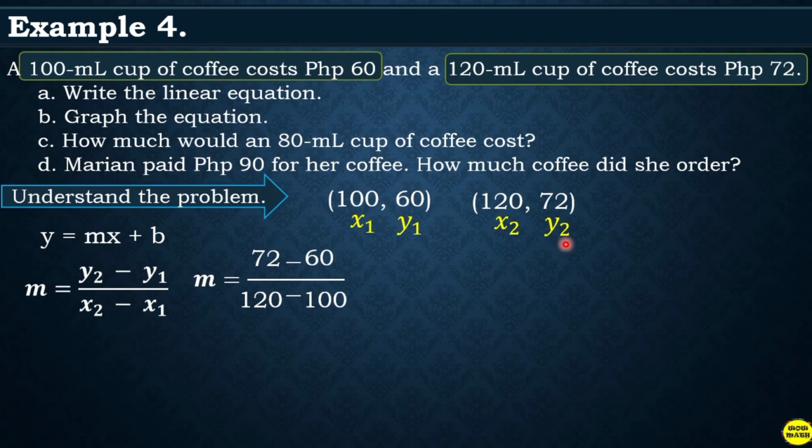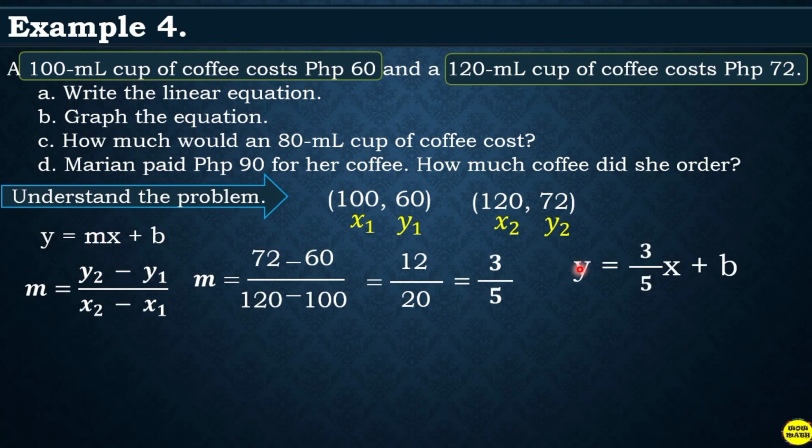So, 72 minus 60 is 12. And then 120 minus 100 is 20. Okay, so we can still get the lowest term of 12 over 20, and that is 3/5. Why 3/5? 12 divided by 4 is 3. 20 divided by 4 is 5. Okay, so therefore, our slope is 3/5. If we go back to y equals mx plus b, we can now put a value in m, and that is y is equal to 3/5 x plus b.